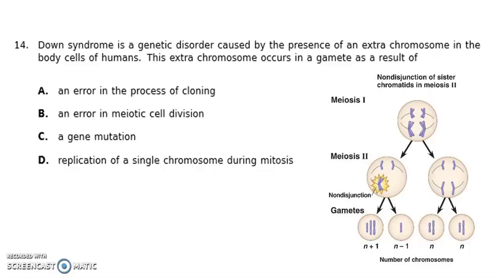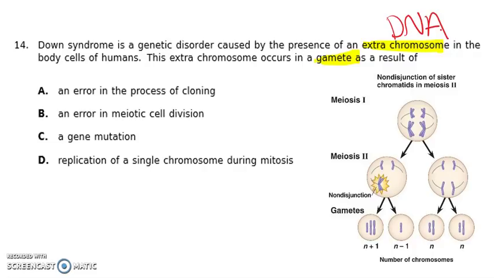Number 14, Down syndrome is a genetic disorder caused by the presence of an extra chromosome in the body cells of humans. This extra chromosome occurs in a gamete as a result of... All right, so we know that chromosomes are just wound up DNA, which is all of our genetic information.